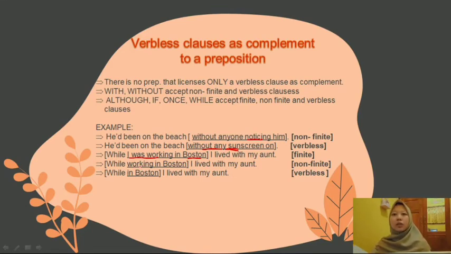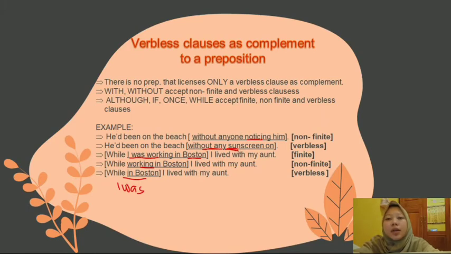while working in Boston, I live with my aunt. We know that is non-finite because working is a gerund, or verb plus ing. And while in Boston, I live with my aunt. There is no verb, but this sentence can be expanded. The adjunct can be expanded to while I was in Boston.